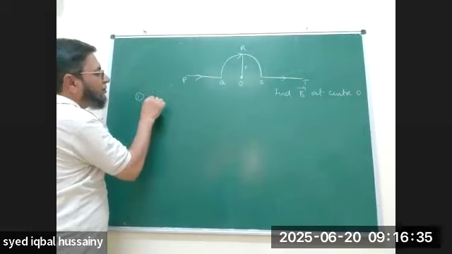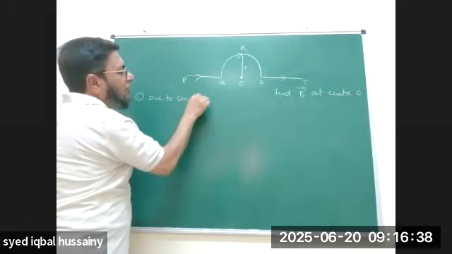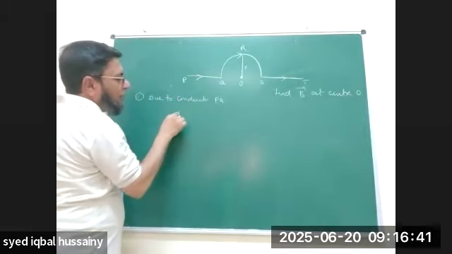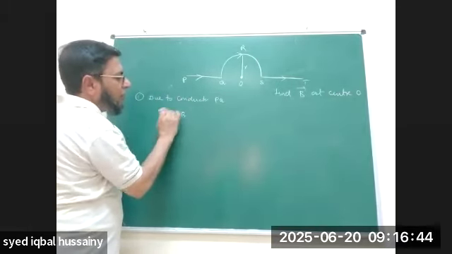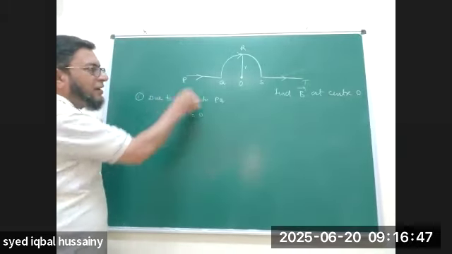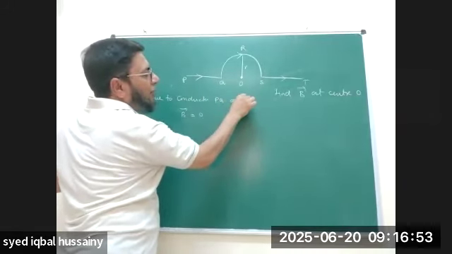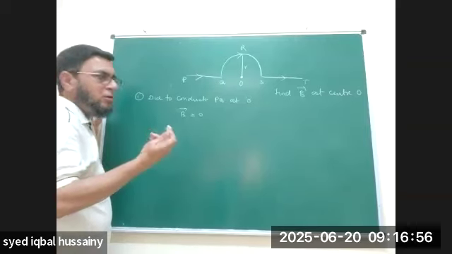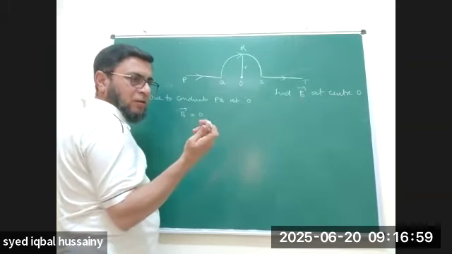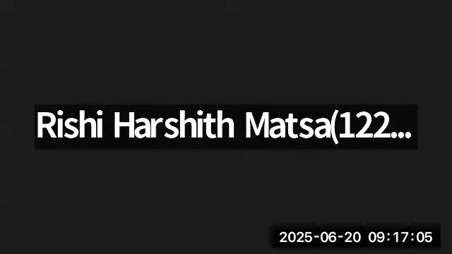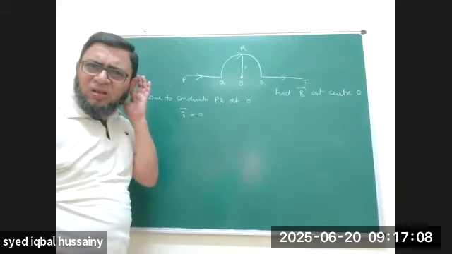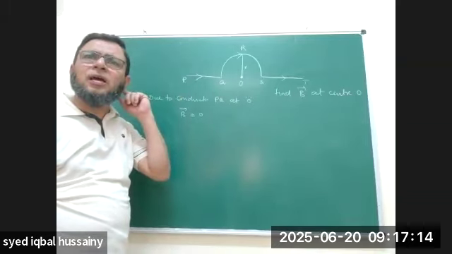First, due to conductor PQ, the magnetic field at O is 0. Why is it 0? Because it is not directly connected to O. No, it's not about joining. What is connection? The wire's connection. It's parallel. Very good, Sharanya.